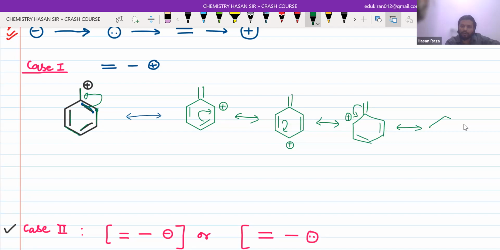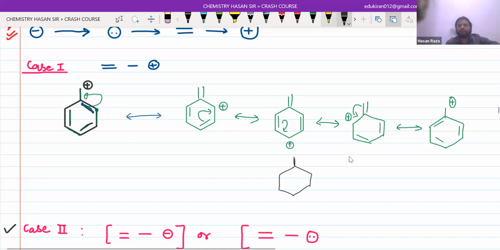These are all resonating structures, which are hypothetical, I told you. And then there will be like this. Now, if you want to draw the resonance hybrid, you just need to draw this benzene first. And wherever the double bond moves, you need to show it with a dotted line.